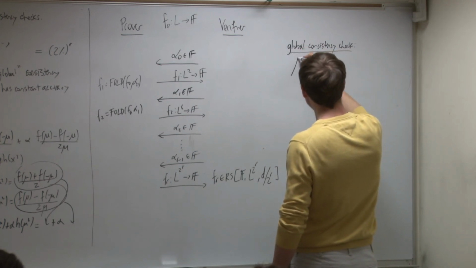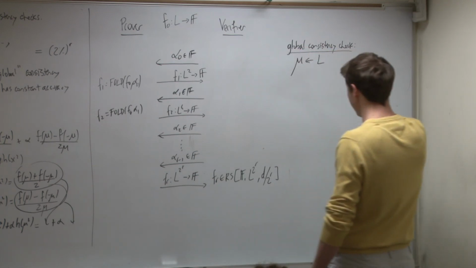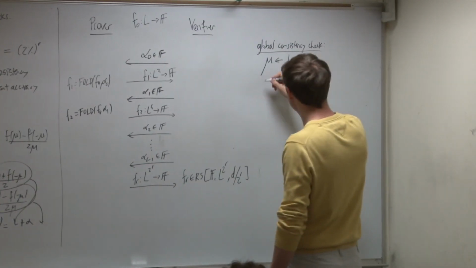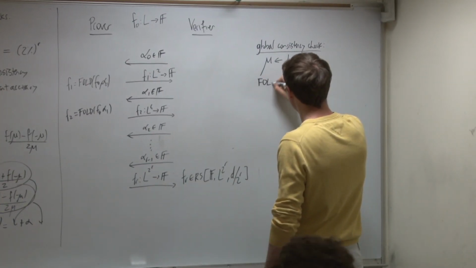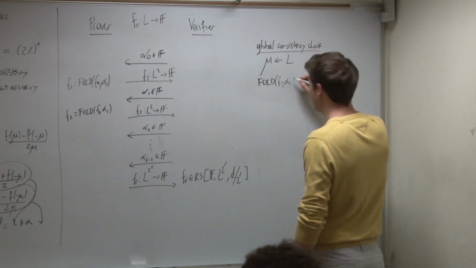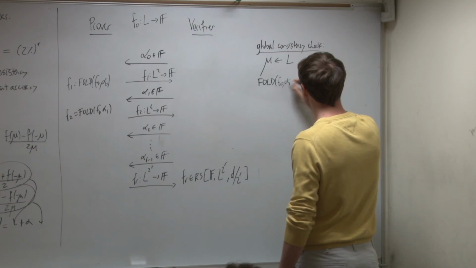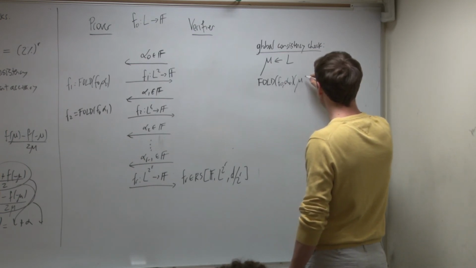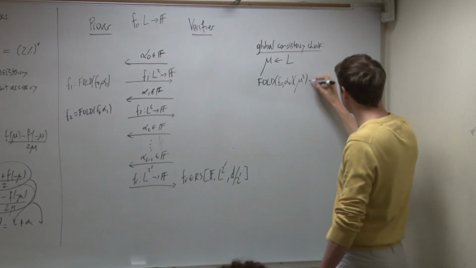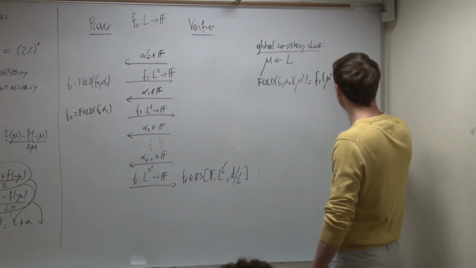I will sample a single mu in L. That's all the randomness that I'm sampling. And from here onwards, everything is fixed. What I'm going to do is I'm going to say the following. Let's fold F1 around alpha, F0 around alpha 0. Evaluate it at mu squared, because remember, when I fold, I'm over the next domain. And I check it against F1 mu squared.